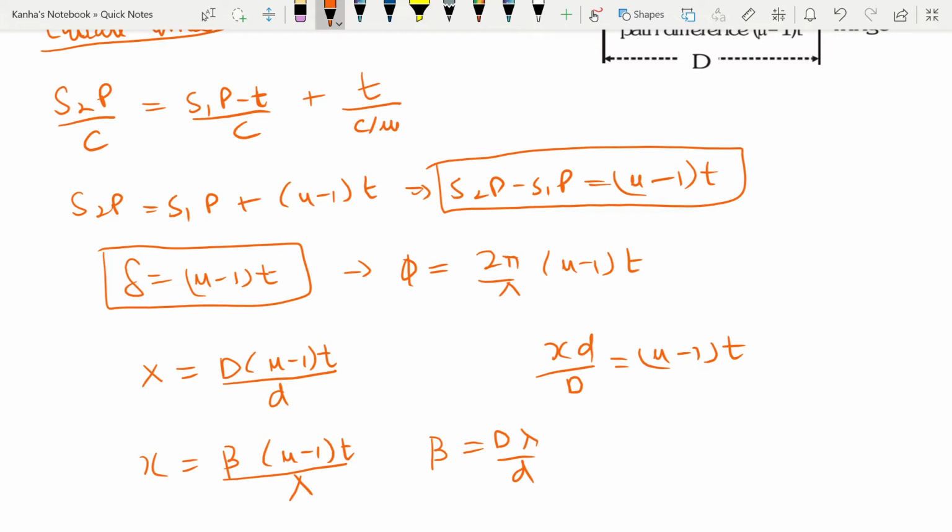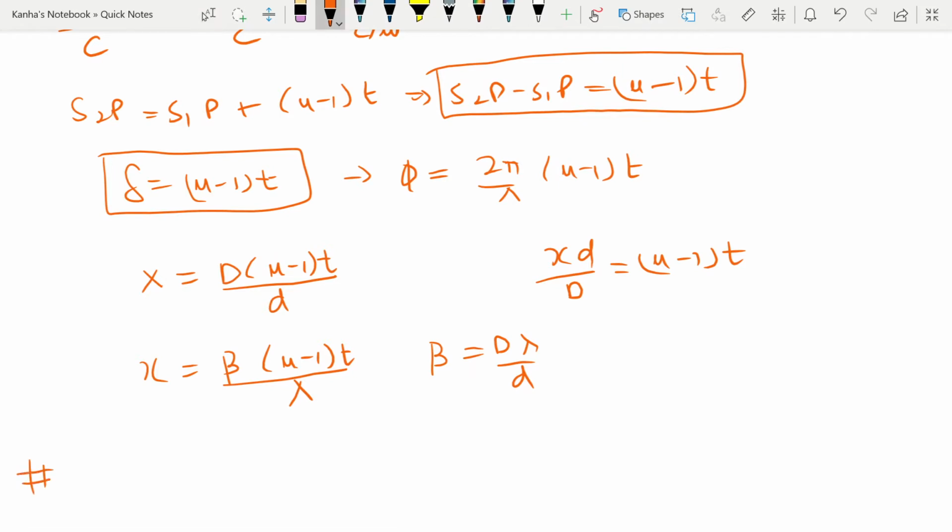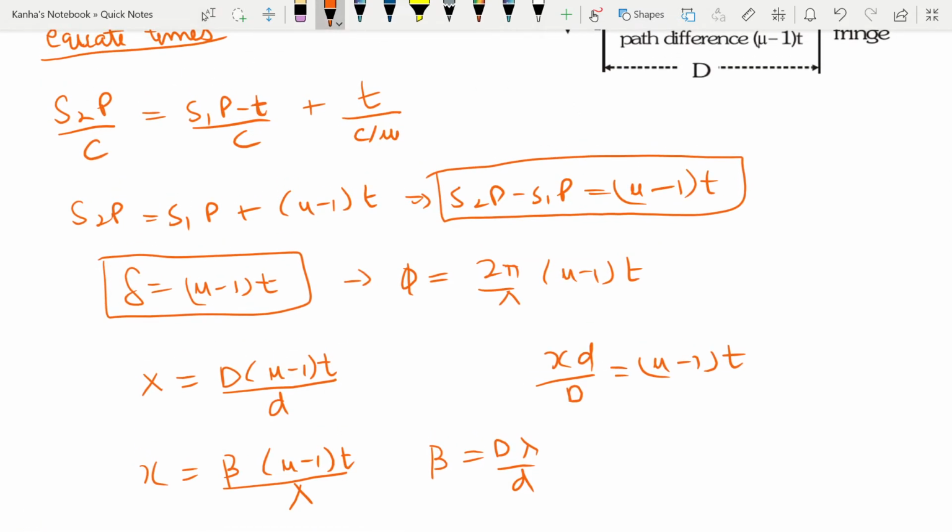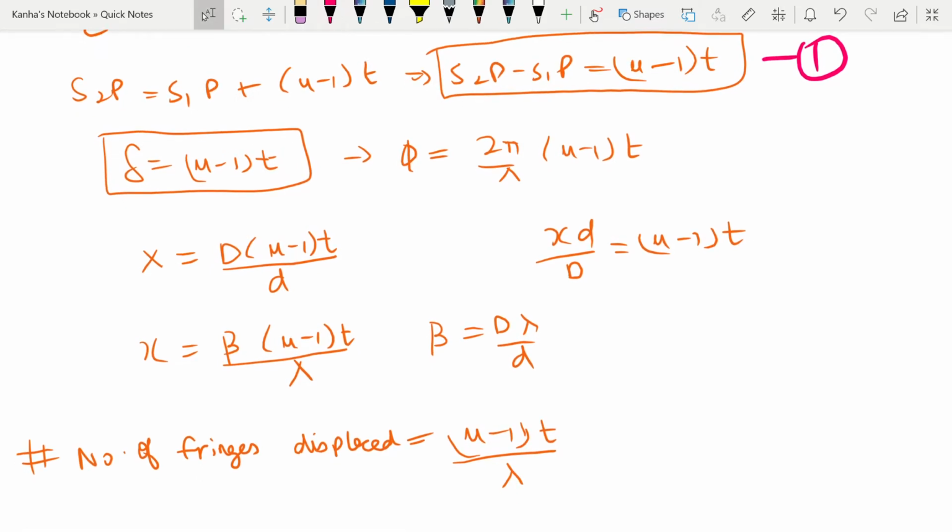You can also have a question in which they ask you about the number of fringes displaced. So you have the number of fringes displaced, nothing but mu minus 1 into T by lambda. So the things that I want you to remember from here are, first of all, if similar questions are asked, this equation, what is the path difference? From the path difference you can easily calculate all the other values, and what are the number of fringes that are displaced.